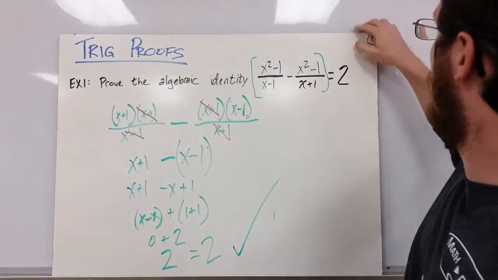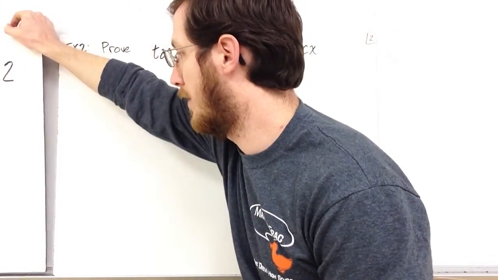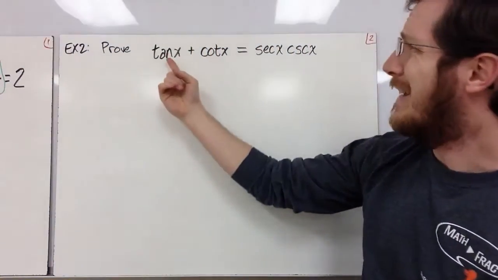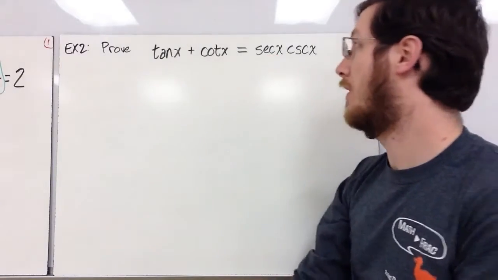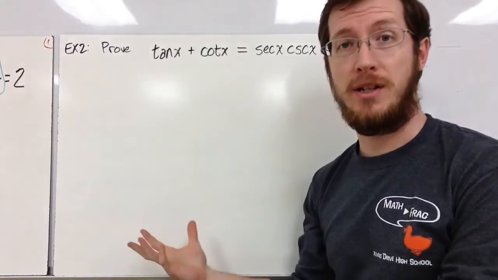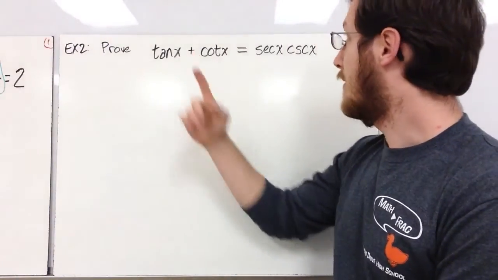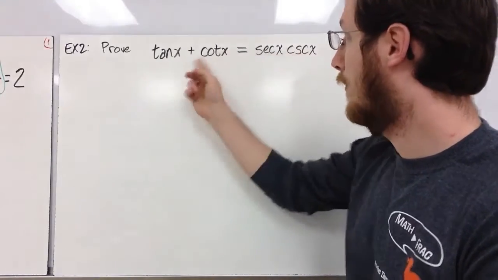Alright, now let's look at a similar identity but with trigonometry inside. Example 2. Prove that tangent of x plus cotangent of x equals secant of x cosecant of x. Step 1, we want to pick which side we're going to manipulate. I'm going to go with this side. We've got a sum, and neither of them look simple, but I'm going to start with this side.